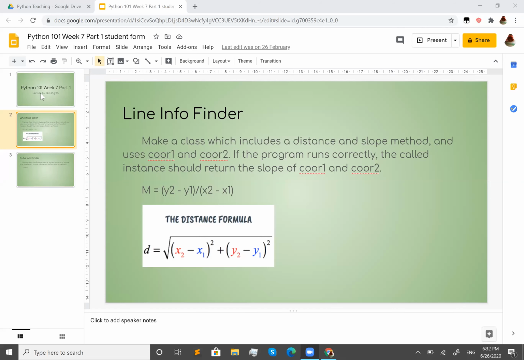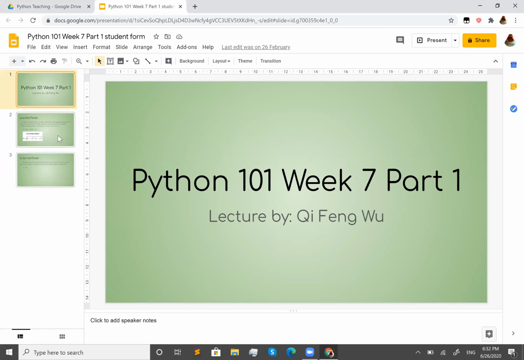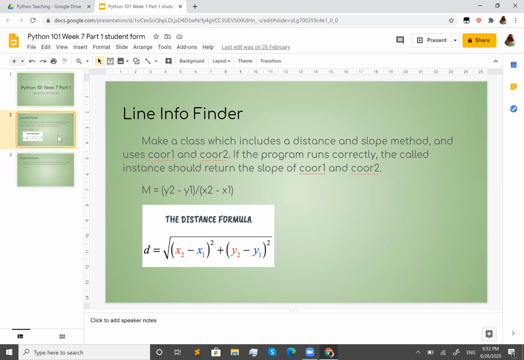Anyway, so today, like I said, it's just gonna be a bunch of problems. So first of all, we're gonna do something called a line info finder. So here's the formula we're gonna need. We're gonna make a class which includes a distance and slope method, using core1 and core2, which will be variables like x2, x1, and stuff like that. If the program runs correctly, the called instance should return the slope of coordinate 1 and coordinate 2. And the slope is this, and just in case you want to know, the distance formula is this.